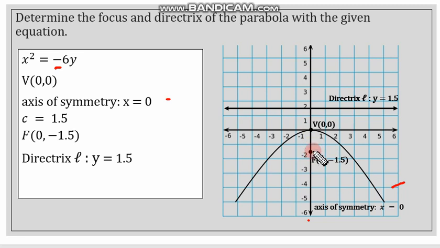Wherever the opening of our parabola is, that is where the focus is. Our parabola always devours its focus. And then, from the vertex, count 1.5 the other way to determine the directrix. So, the directrix is at y is equal to 1.5.